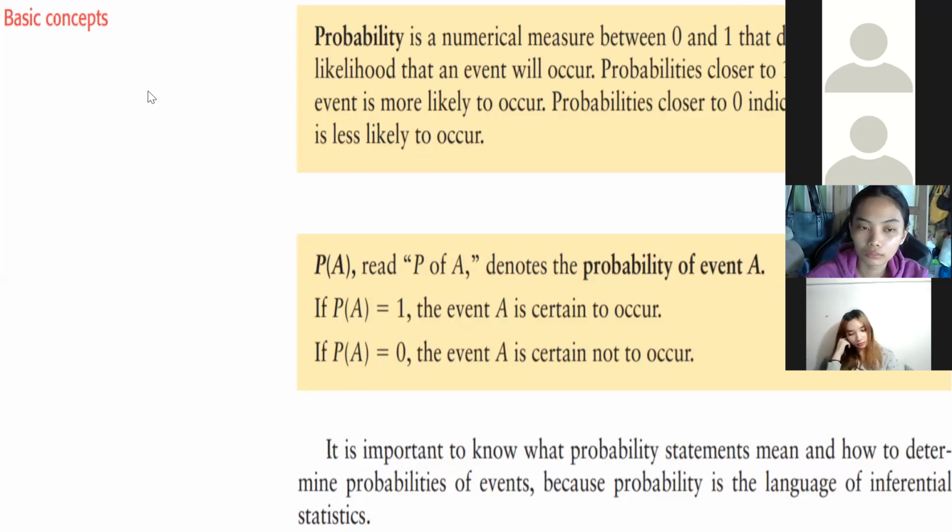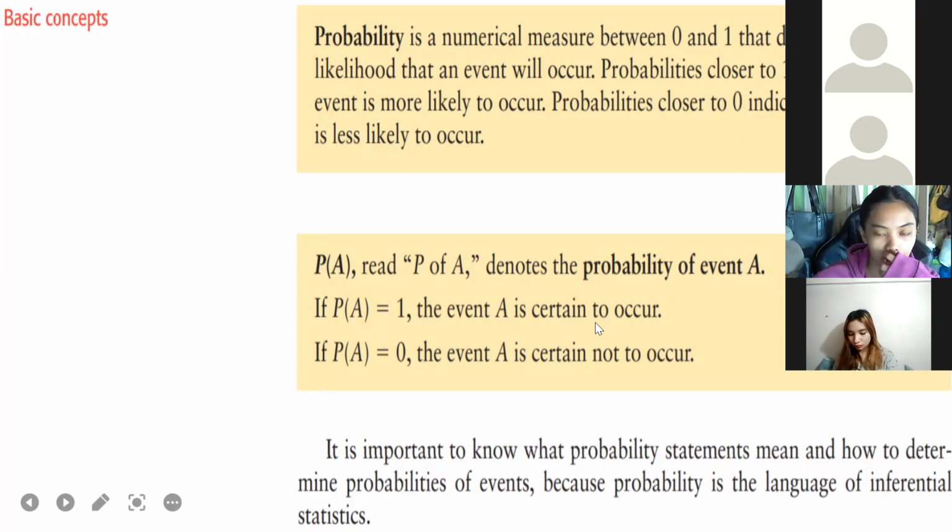All right. So again, when we say probability, it's a numerical measure between 0 and 1, wherein if the probability is closer, mas malapit daw sa 1, it means it's more likely to occur. Mas mataas yung chance na lalabas siya. But if the probability is closer to 0, so it means it is less likely to occur. Mas maliit yung chance na yun ay lalabas. Okay? We denote probability of event A using P of A.